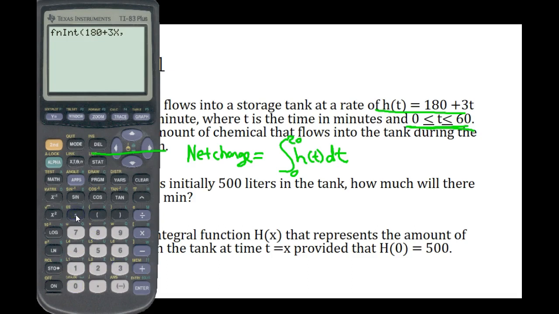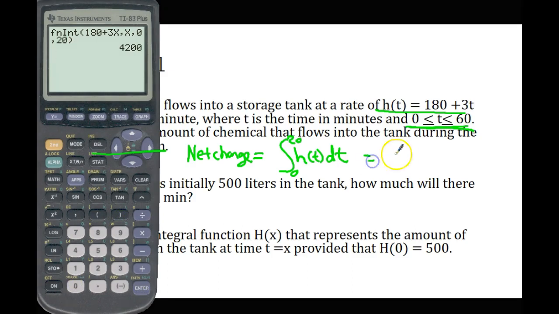X in this case is fine. Comma. Then we're going to tell our calculator what variable we're integrating with respect to. And then we're going to tell our calculator what interval we're looking at, from 0 to 20. And then we push enter, and it's 4,200. Oh. So that means after 20 minutes have gone by, 4,200 something. Let's figure that out though.